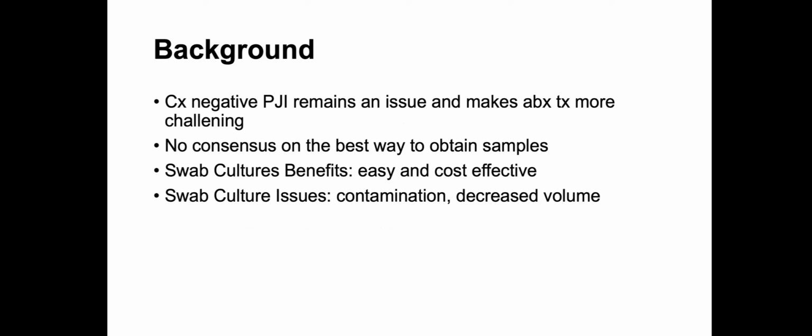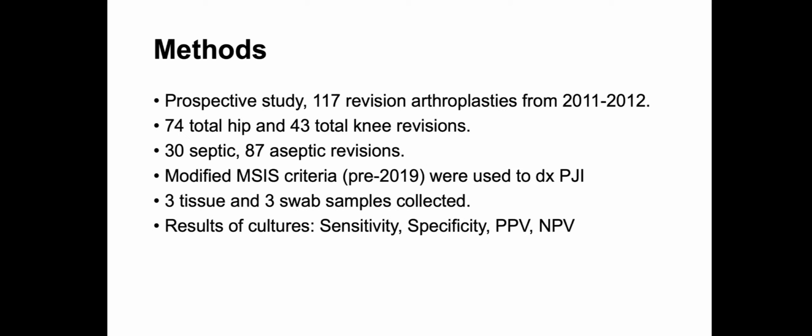There is no consensus on the best way to obtain samples. At the time this was published, this was prior to the updated 2018 MSIS criteria. The reason people liked using swab cultures is because they're cheap, they're readily available in the OR, the Q-tip swabs, and they're quote unquote sterile. The issues with swab cultures are that they can be easily contaminated, and you're not getting a ton of volume of sample as you're just wiping tissue or an implant. So those are the pros and cons for swabs.